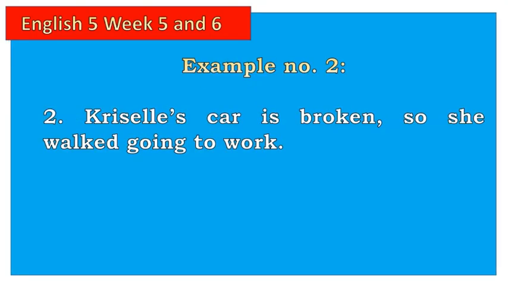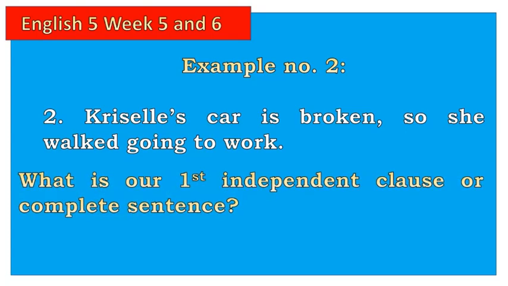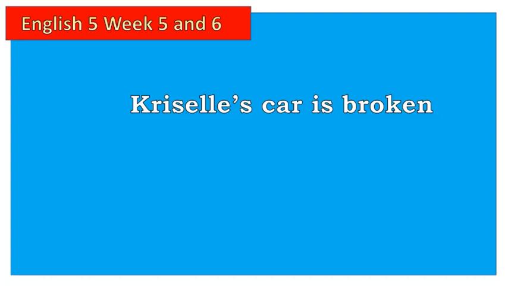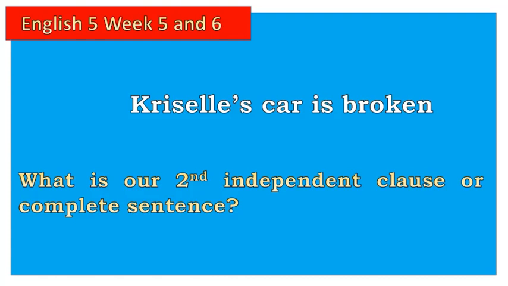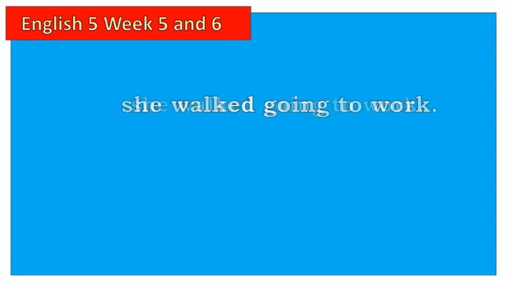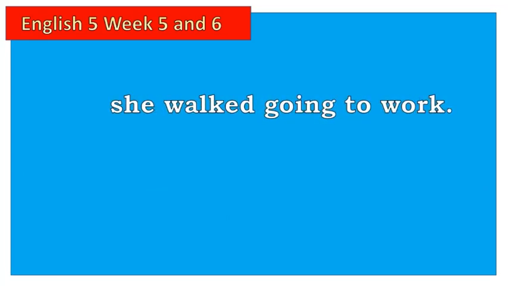Example number 2. Frisel's car is broken, so she walked going to work. What is our first independent clause or the first complete sentence? Can you guess? Very good. Frisel's car is broken. What is our second independent clause or the second complete sentence? We have she walked going to work.